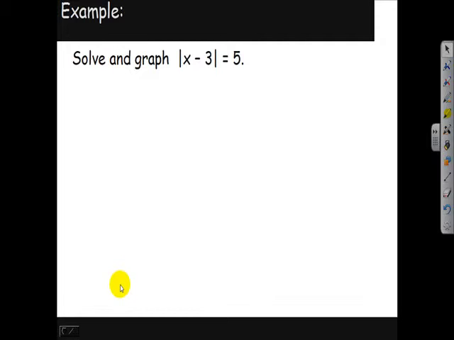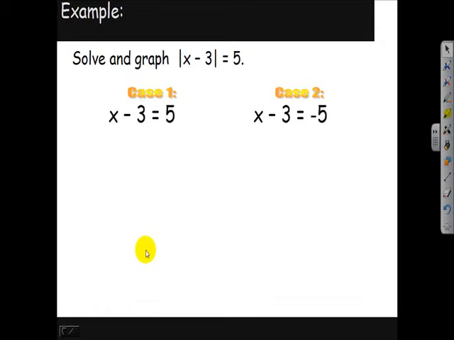Absolute value of x minus 3 equals 5. There's two cases. Since this absolute value could equal a positive or a negative value, we have to look at both possibilities or cases. In case 1, we'll let the x minus 3 equal the positive 5. In case 2, we'll let the x minus 3 equal the negative 5. Notice the 5 is the only thing that changes sign here.